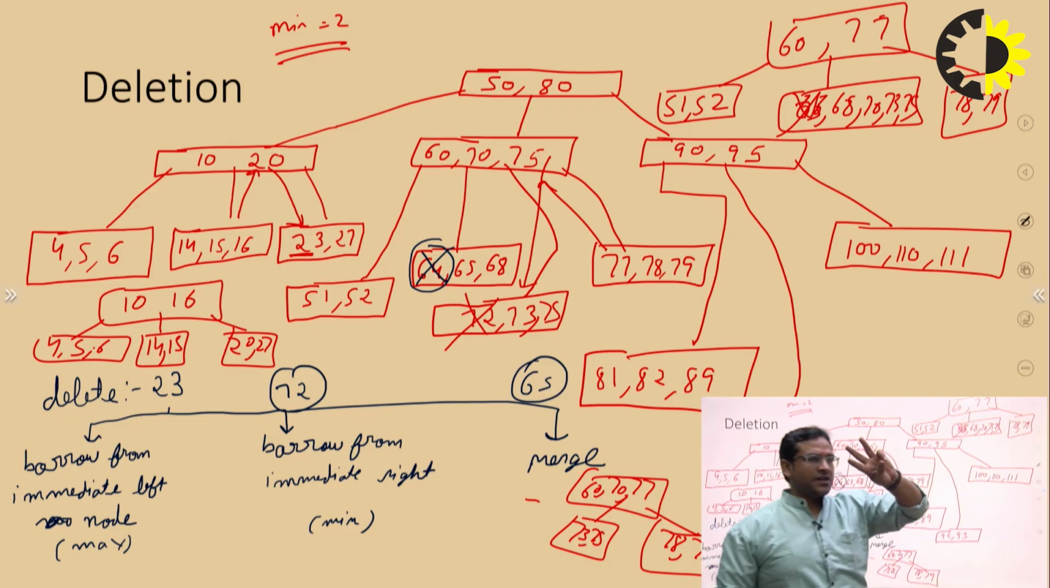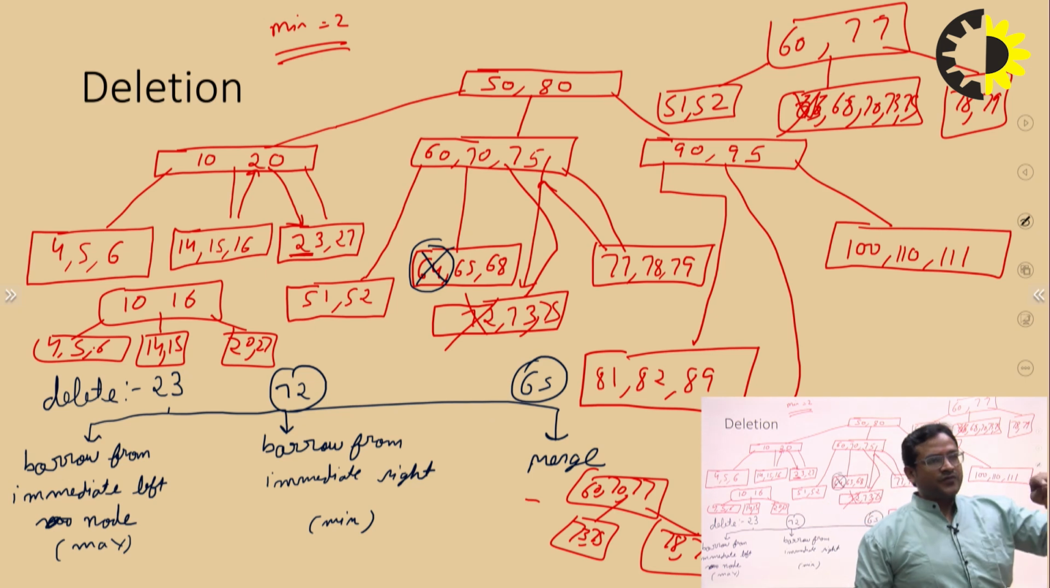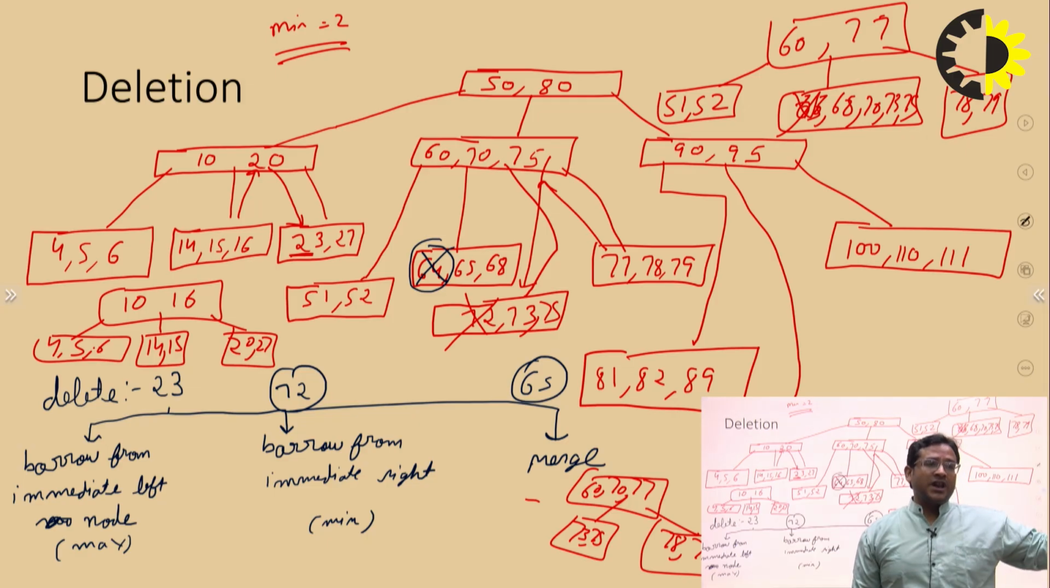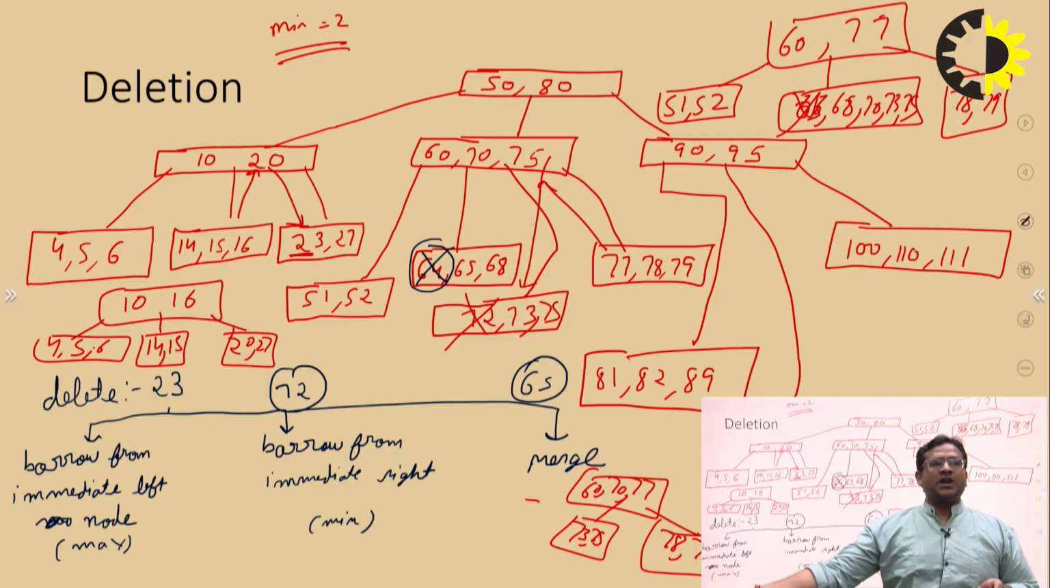So there are 4 cases. First one is the leaf node is having a greater than minimum number of keys, you can just delete it. If it has the minimum value, it can ask the left sibling. If the left sibling has greater than minimum values, you can borrow 1 through the parent only. Similarly, if it does not have a left one, you can ask for the right one. Right one you can borrow through the parent only.